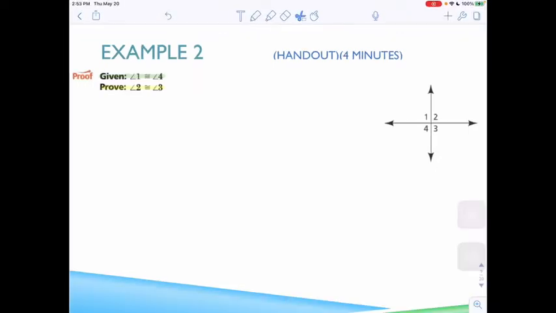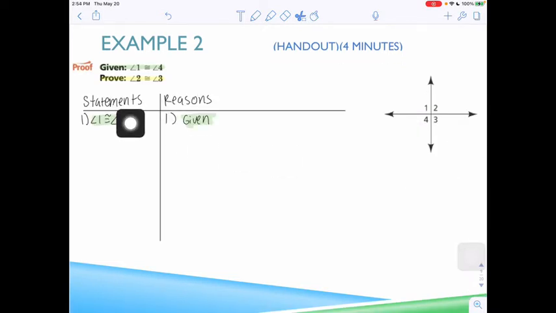Section 10.7 Example 2 says, given that angle 1 is congruent to angle 4, prove that angle 2 is congruent to angle 3. We can start our two-column proof with statements on the left and reasons on the right using our given statement. So we are given that angle 1 is congruent to angle 4. We can show this on the graph by marking angle 1 and angle 4 with one arc.